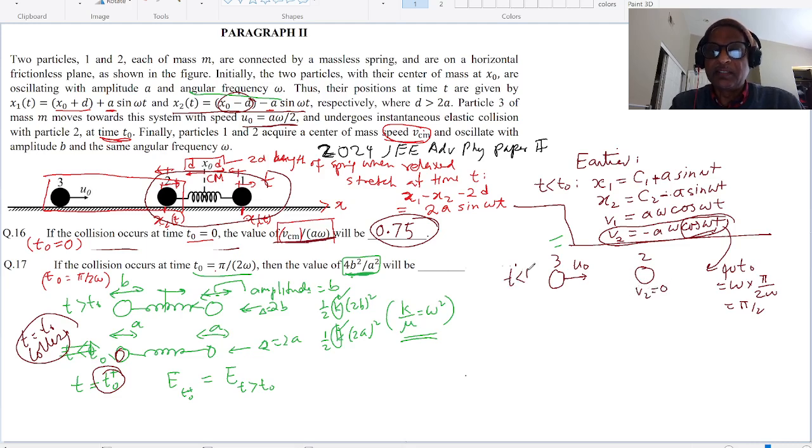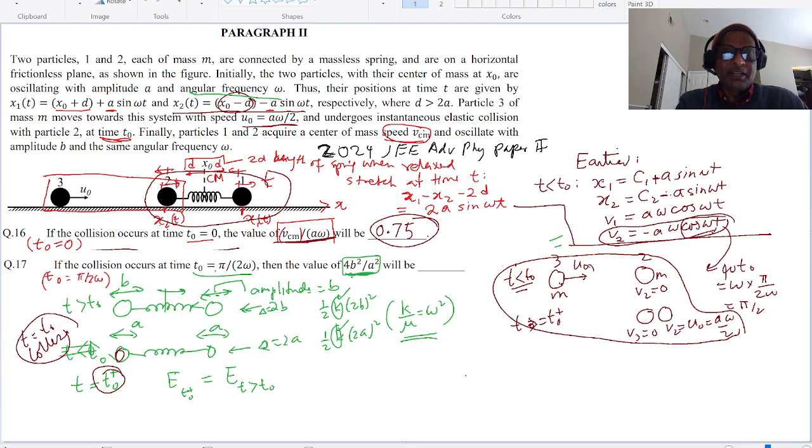So this is the t less than t0 situation. This is mass m and this is mass m, and they're going to collide elastically. So at t equals t0 plus, right after collision, this guy will come to rest. v3 will be 0, and v2 will be equal to this u0, which is a omega over 2. So this is the situation.